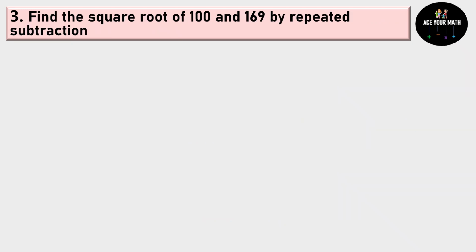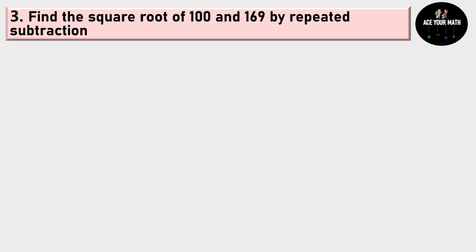Now look at the third question. Find the square root of 100 and 169 by repeated subtraction. So repeated subtraction is also one of the ways to find square roots. Usually this method is used when you need to find the square roots of smaller numbers, or which are perfect squares. In this method, you will start subtracting odd numbers starting from 1.